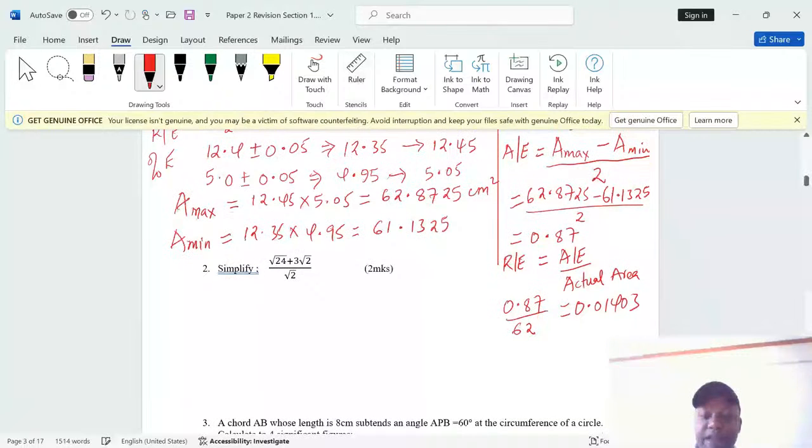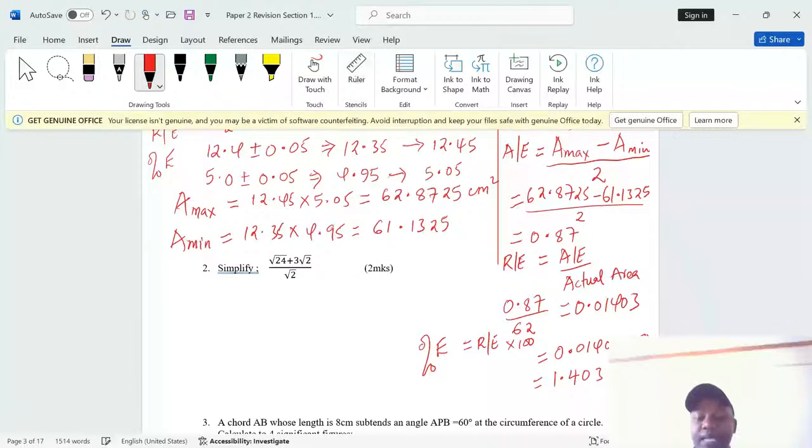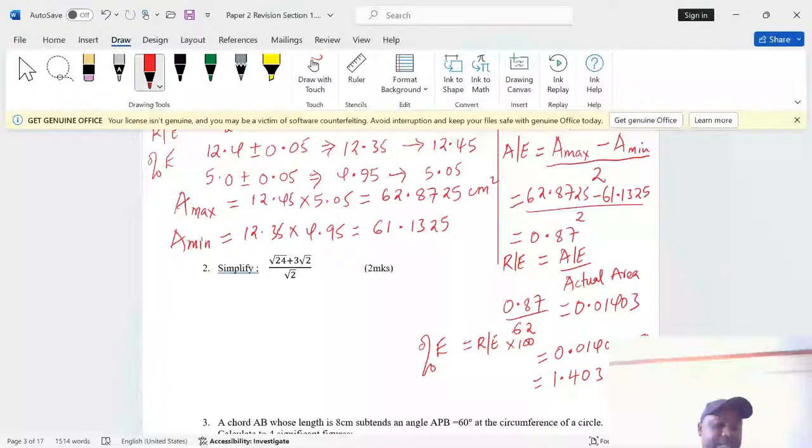0.01403. Then there is the percentage error, which is given by relative error times 100. We just express the relative error as a percentage. So 0.01403 times 100. This is going to give us 1.403%. That is the percentage error to 4 significant figures.